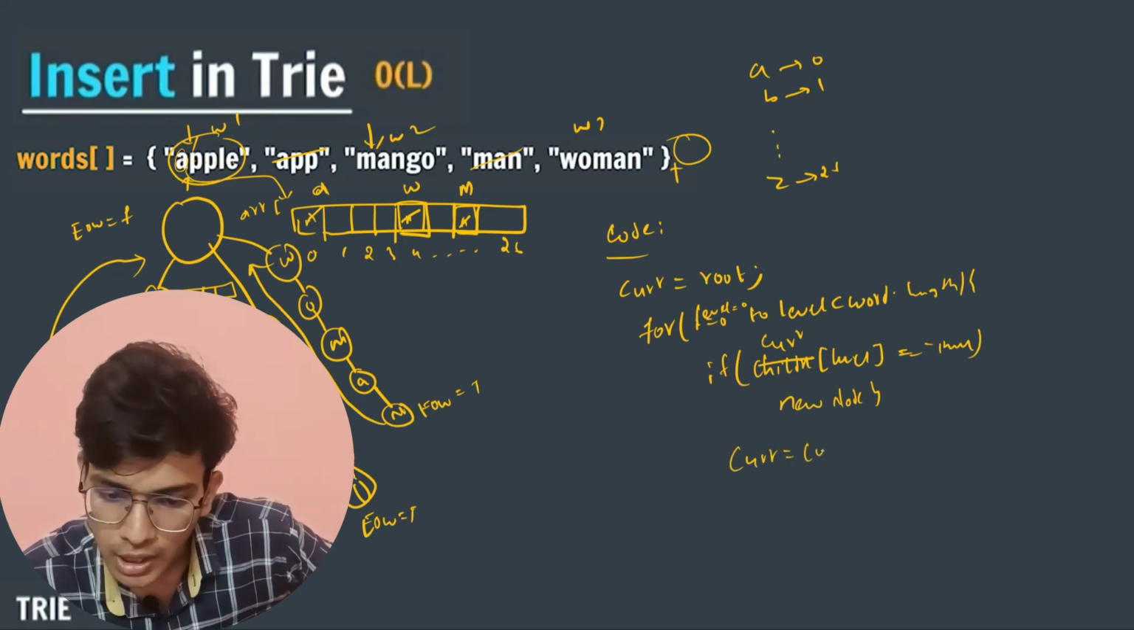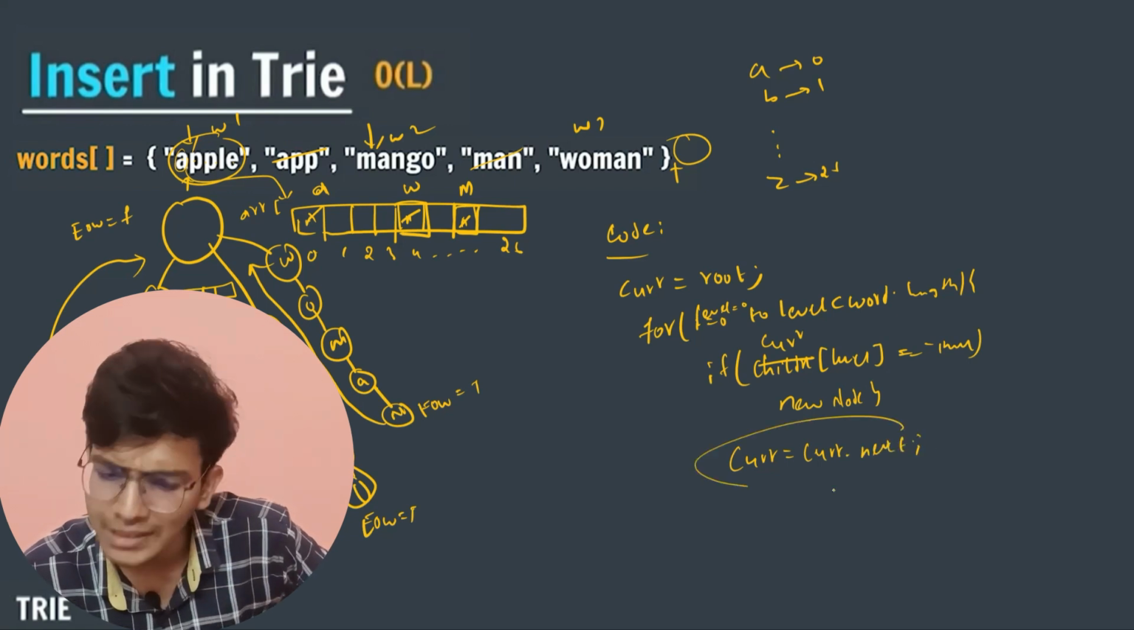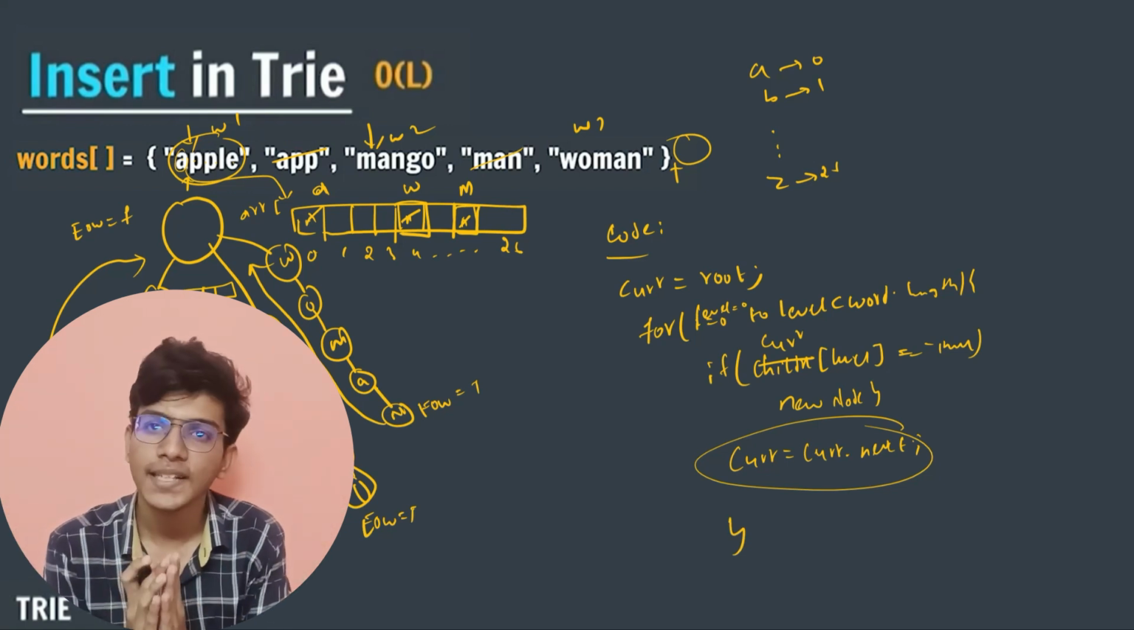So current is equals to current dot next, right? Current dot next will represent the next level. So this is the overall idea, this is the overall pseudocode of this thing. Now let us code this thing.